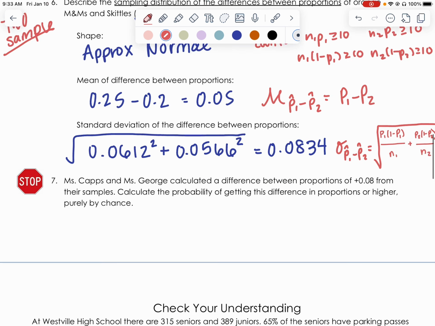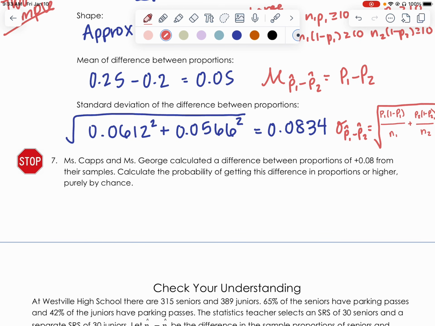And then moving on, in this last one, Miss Caps and Miss George have a real battle between them. They calculated a difference between proportions of 0.08 from their samples. Calculate the probability of getting this difference in proportions or higher purely by chance. Because it's approximately normal, we know we can use that normal distribution curve. We have 0.05 in the middle, and 0.08 is the value we want to know if it's likely, or the probability to get 0.08 or more.